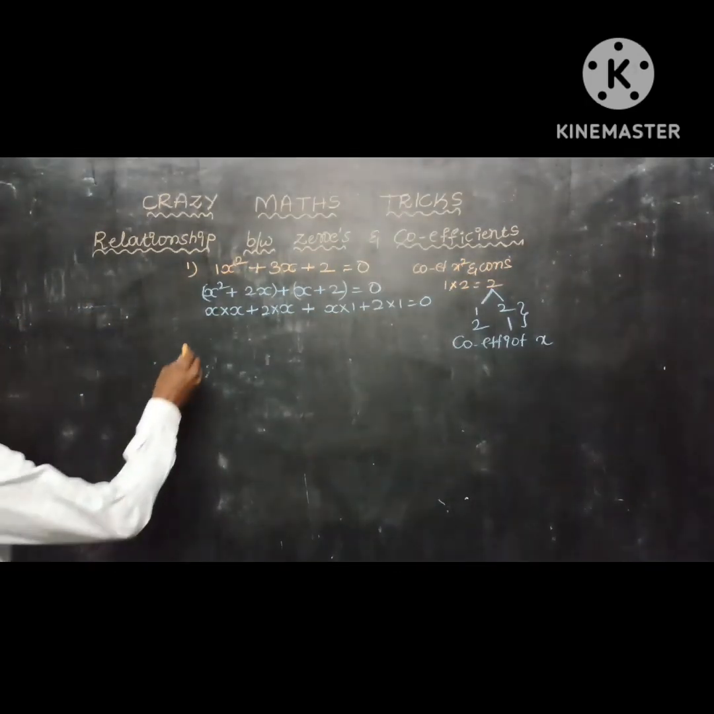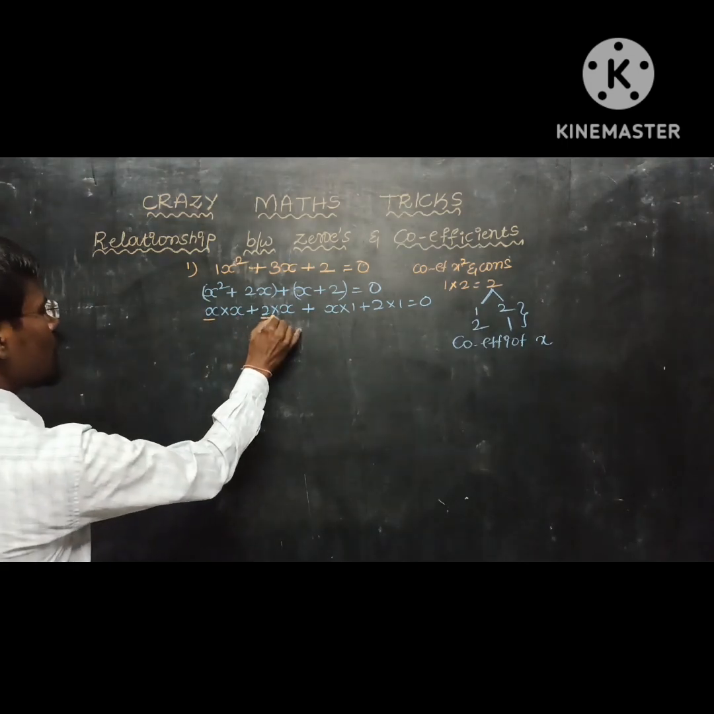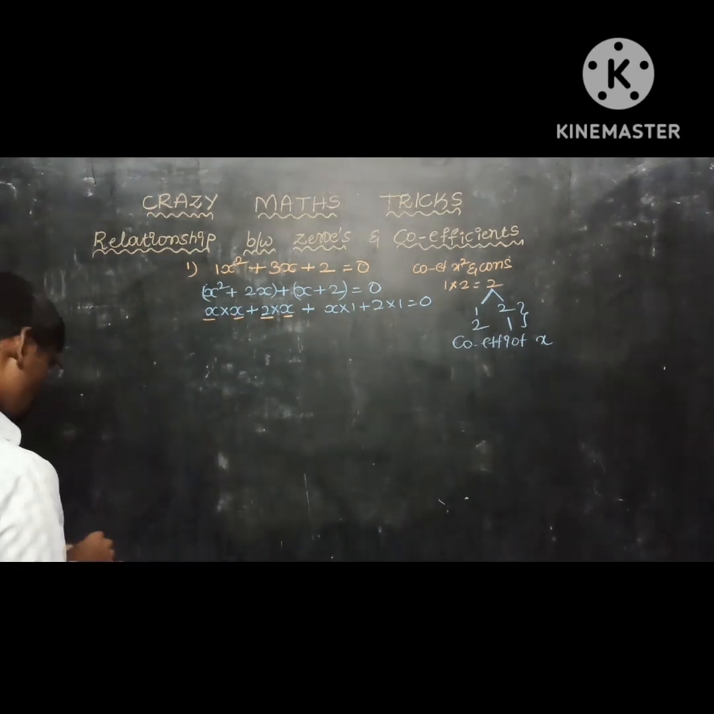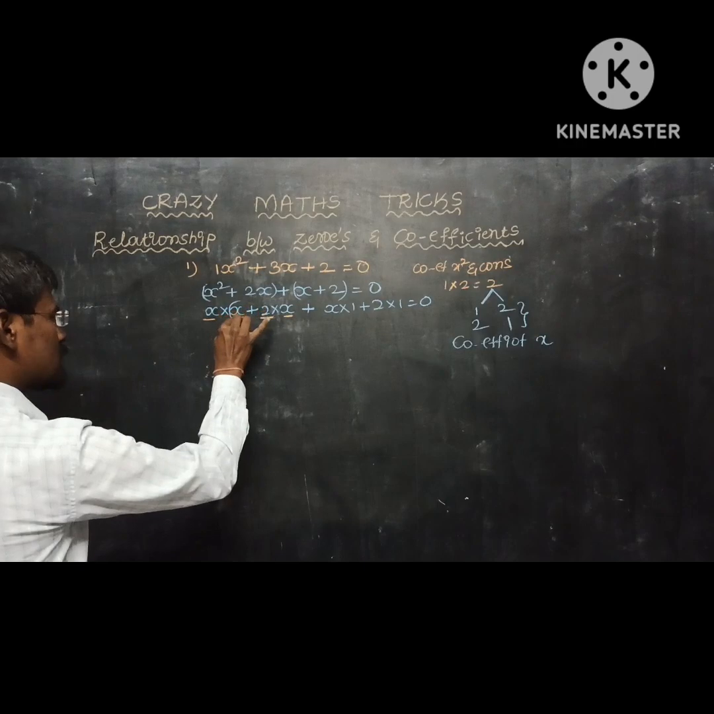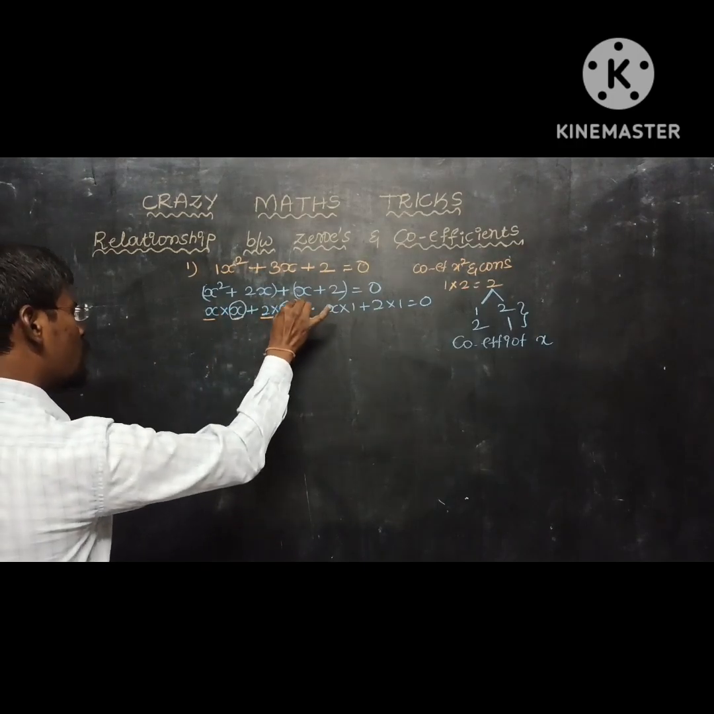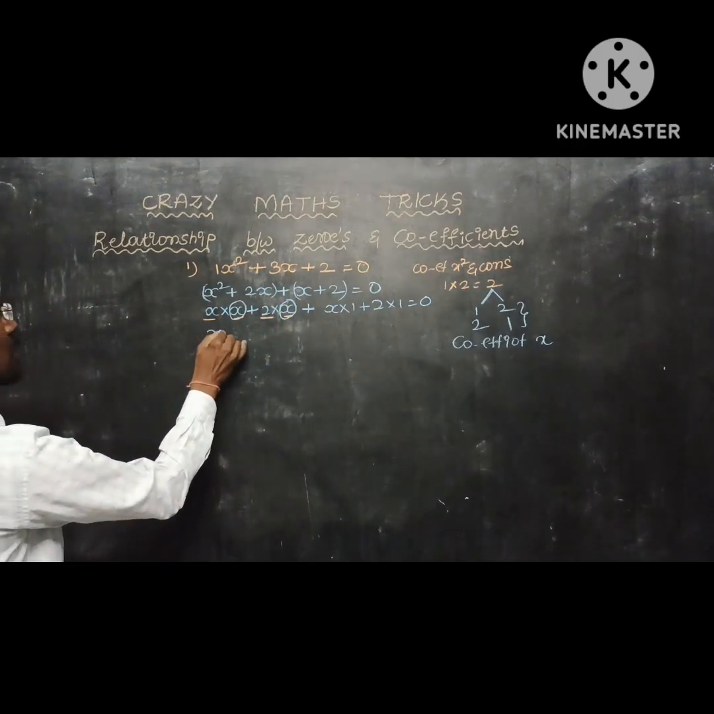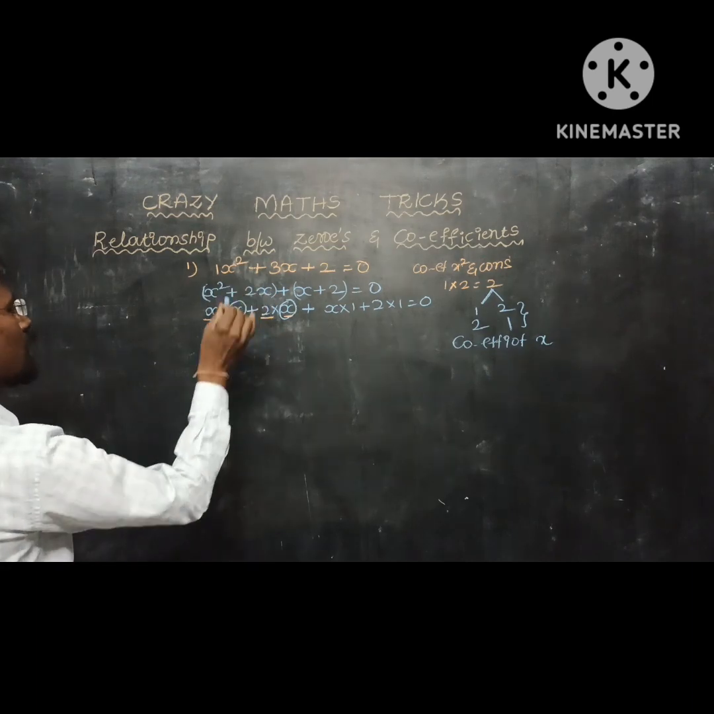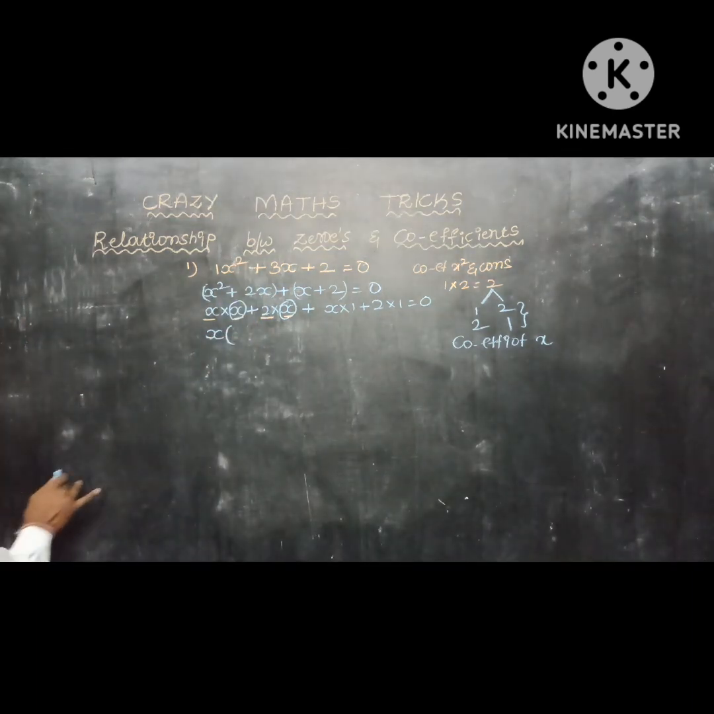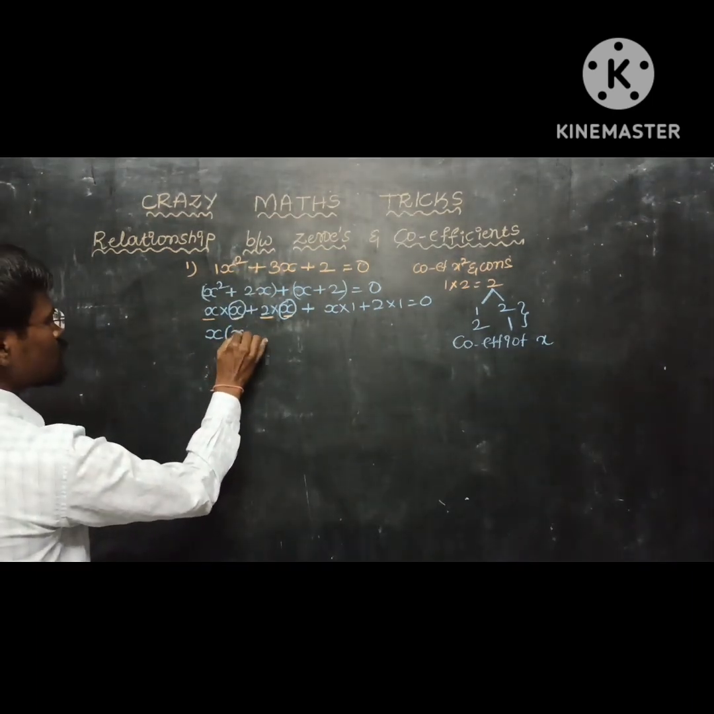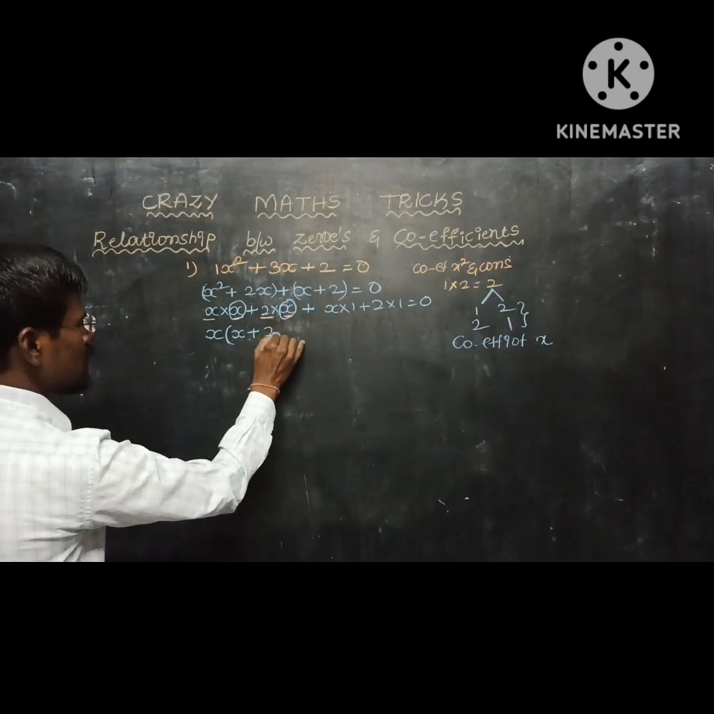Now if we observe the first two terms, x is common. So I am going to take x as common, and then what remains in the first two terms is x plus 2.